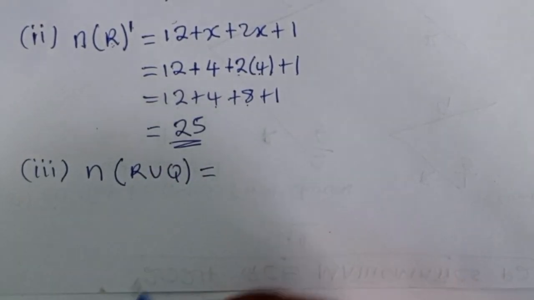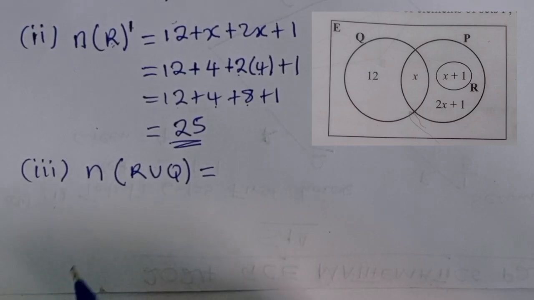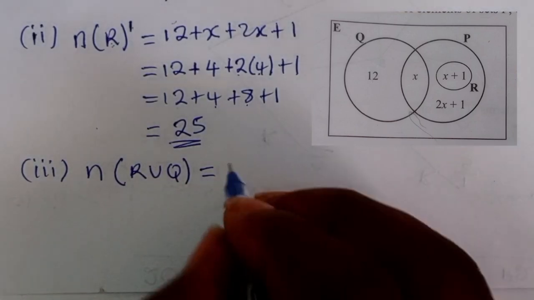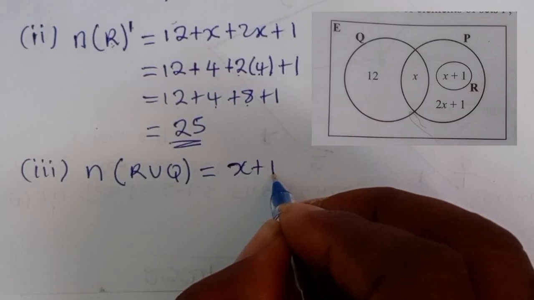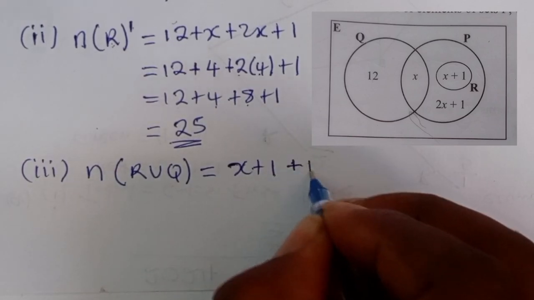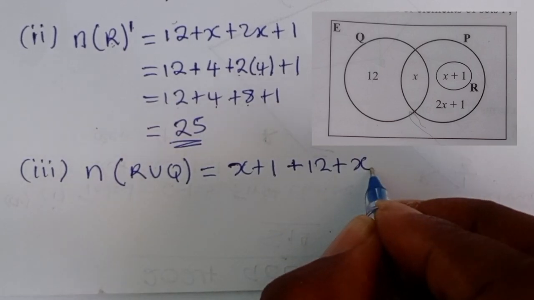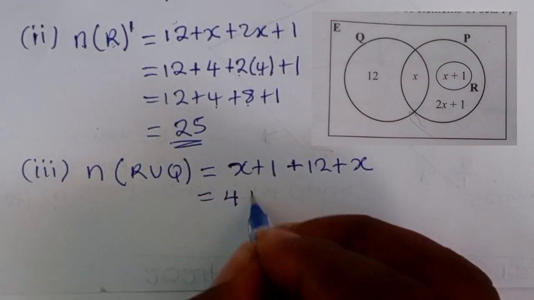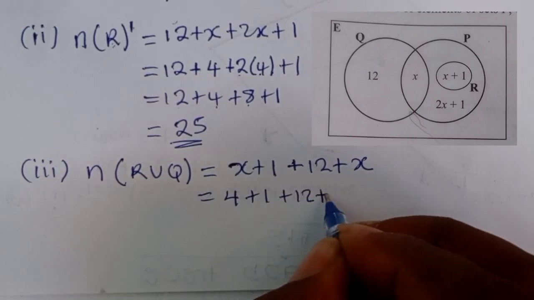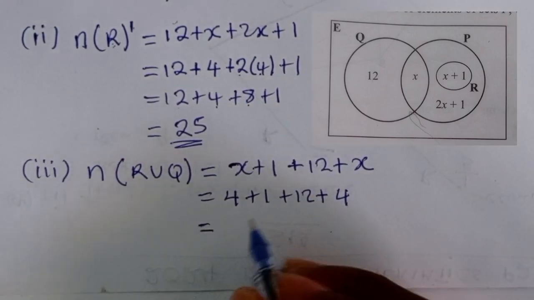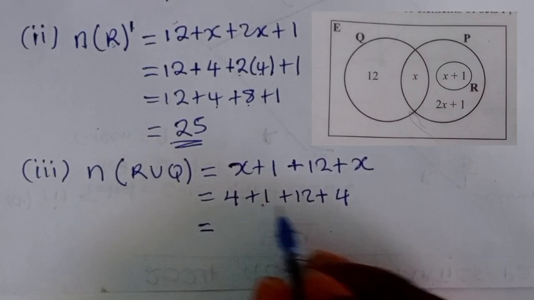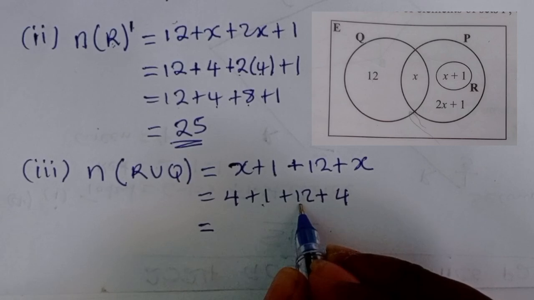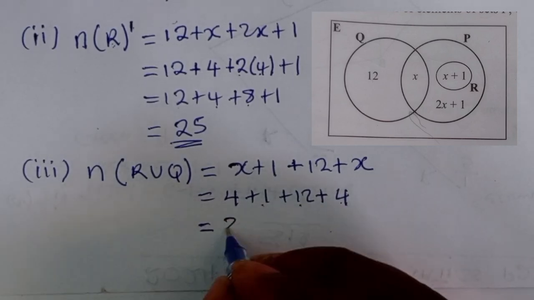So part 3, the number of elements that are in R union Q. So the elements that are in R and Q. For R, we have X plus 1. Then for Q, we have 12 plus X. So the value for X is 4, plus 1, plus 12. So 4 plus 1 is 5. 5 plus 12 is 17. 17 plus 4, we have 21.